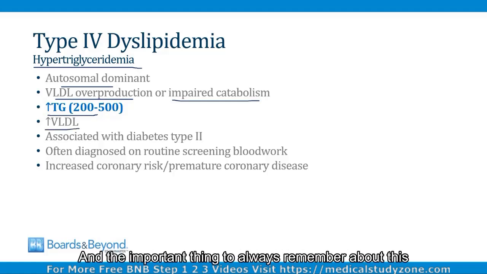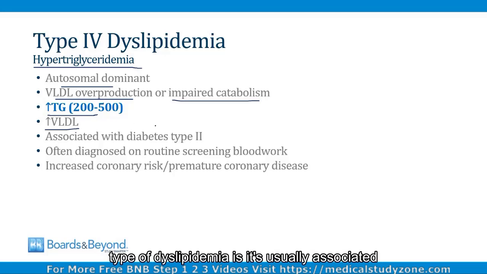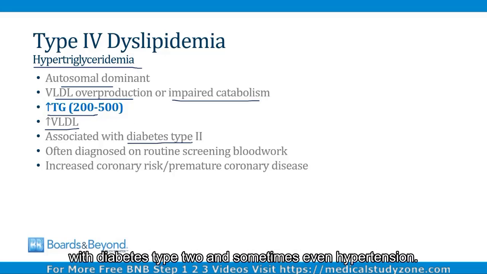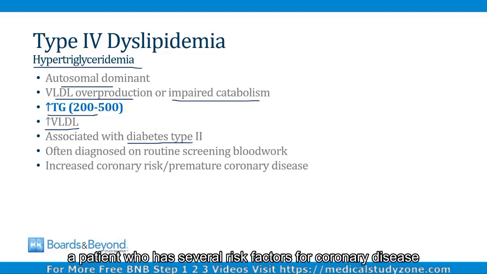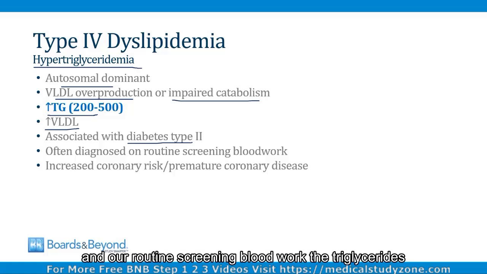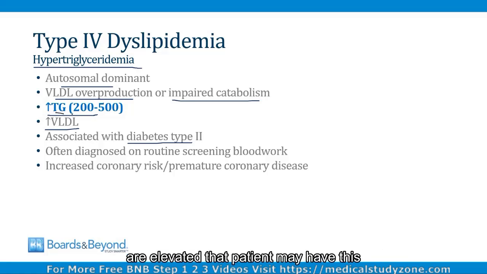And the important thing to always remember about this type of dyslipidemia is it's usually associated with diabetes type 2 and sometimes even hypertension. So basically, this is going to be a patient who has several risk factors for coronary disease like diabetes and hypertension, and on routine screening blood work, the triglycerides are elevated. That patient may have this form of dyslipidemia.